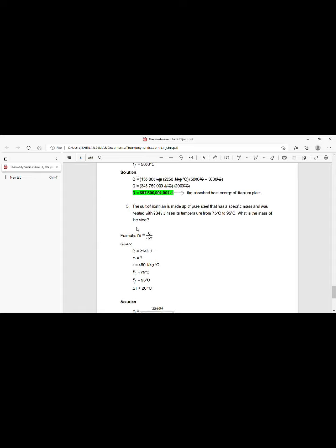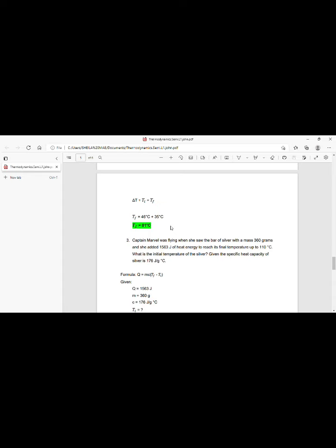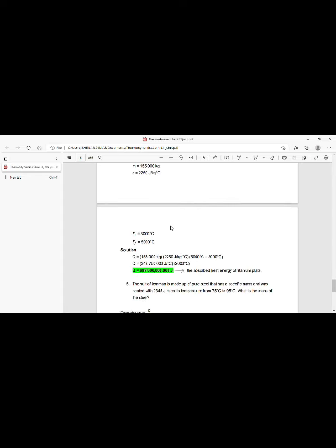Again, now we'll proceed to our calorimetry.